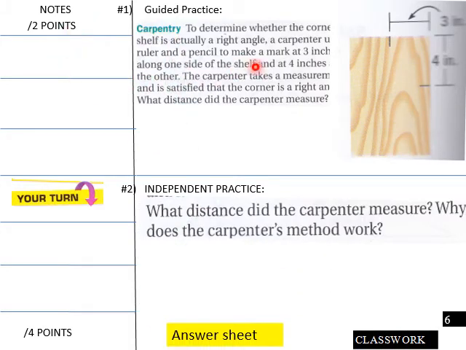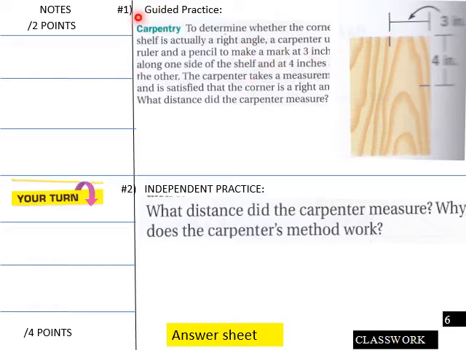So our first guided practice is to determine whether the corner of the shelf is actually a right angle. We have a right angle here, I suppose. A carpenter uses a ruler and a pencil to make a mark at 3 inches along the shelf, and at 4 inches on the other. The carpenter takes a measurement and is satisfied that the corner is a right angle. What distance did the carpenter measure? This is a kind of long response issue. Why does the carpenter's method work? So we're going to find out what method the carpenter is using.